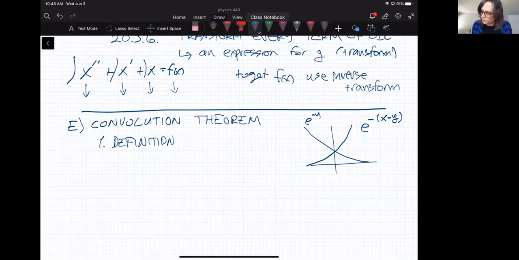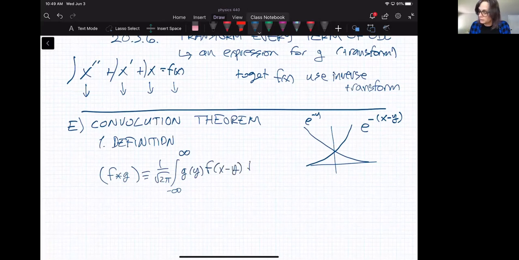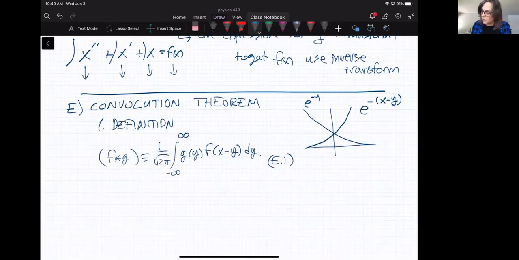So the way we write this is f star g, sometimes in parentheses, and that is 1 over the square root of 2 pi times the integral from minus infinity to infinity of, say, g of y f of x minus y dy. Right? So that's just a straightforward definition where we have f of x and g of x and f of t and g of t. These are the functions.